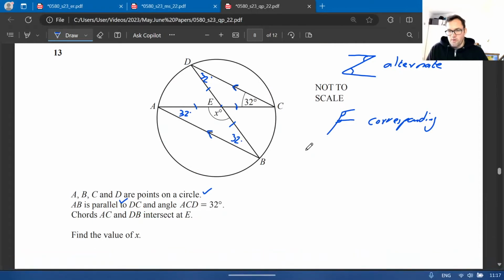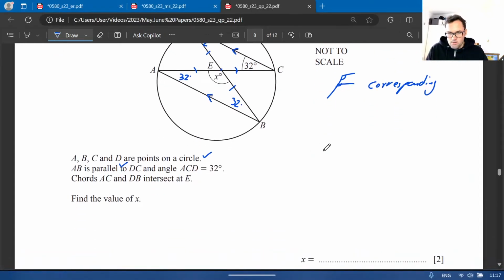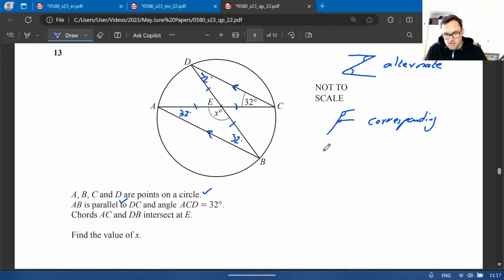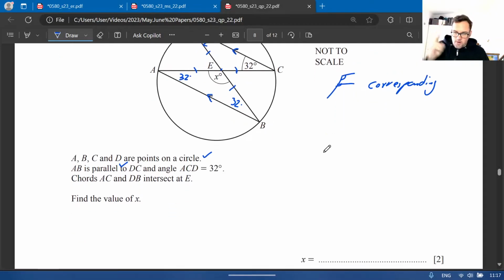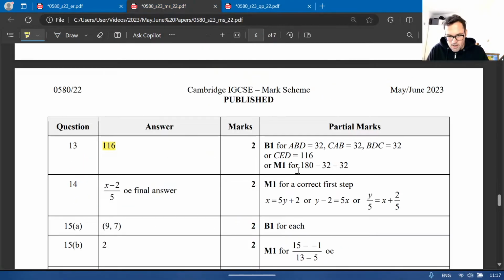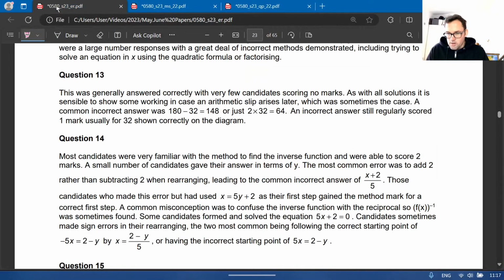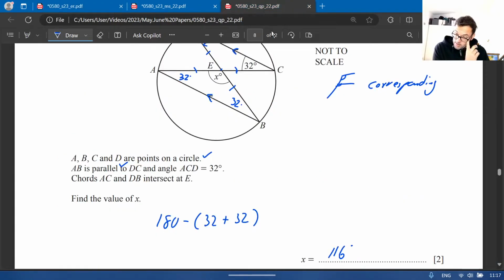But actually this has got no relevance because we just want to know what x is, and we've got two angles in the triangle, so to find the final angle, we subtract the two angles from 180. That's 180 minus 64, which is 116 degrees. And there it is. Show the working out, because in the examiner's report they said that if there's a slight calculation mistake, you get your marks from the working out for the method.